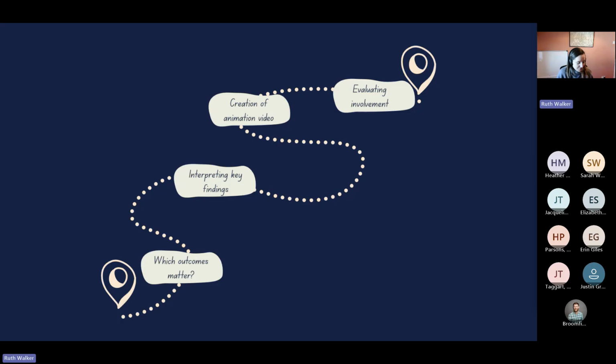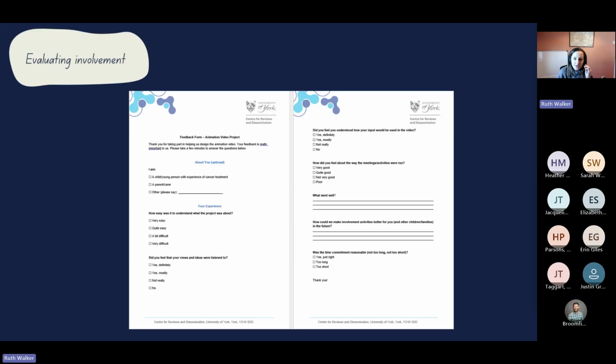Okay, and moving on to evaluating the involvement. So after each involvement session, I sent round forms that looked like this, but it didn't really give me a lot of valuable information. I think these things are often used as a bit of a tick box exercise, and we wouldn't get them back from every person. So it wasn't the most useful, I don't think, for getting feedback.